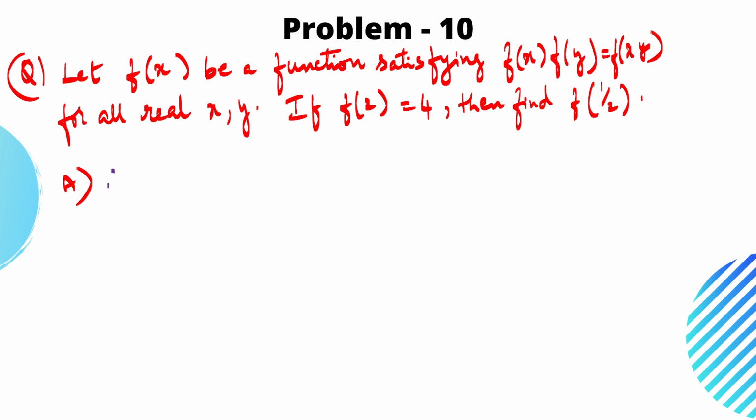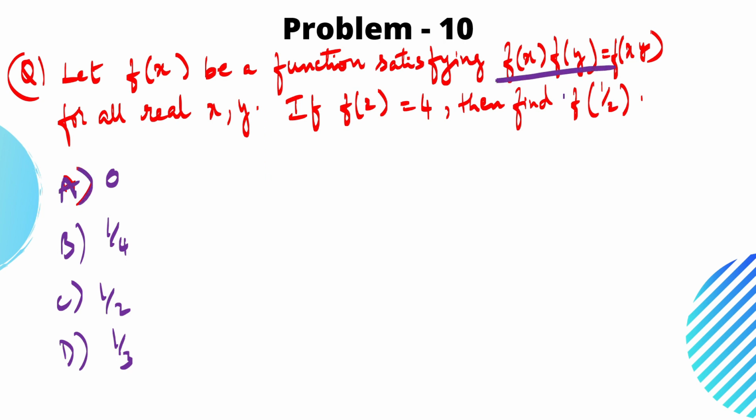So the options are A: 0, B: 1 by 4, C: 1 by 2, D: 1 by 3. Alright, so what is given here? f of x into f of y is equal to f of xy, and f of 2 is 4. So we are asked to find out the value of f of 1 by 2. So f of 2 can be written as f of 1 into 2. Understood?